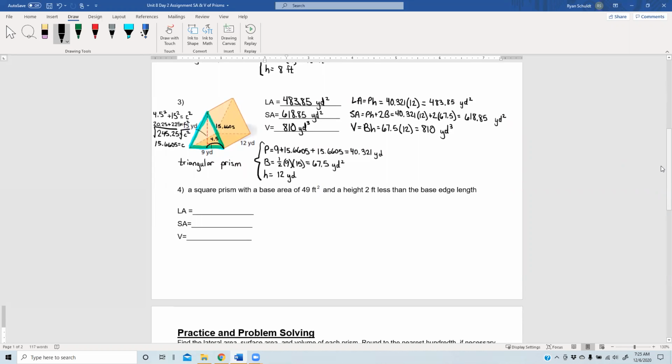Now on to number 4. If you look at the bottom of my screen, you see practice and problem solving. So number 4 is the last one in the guided practice. But even then, your assignment has 9 questions. After we get through with this one, we've done 4 of them together. So that means we've done about 44% of the assignment.